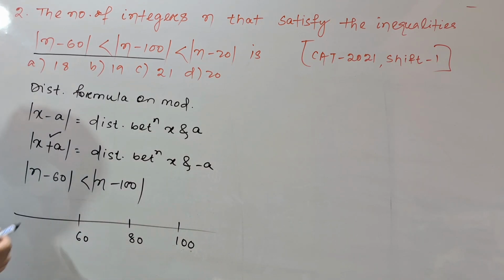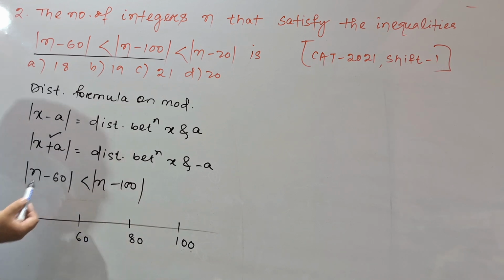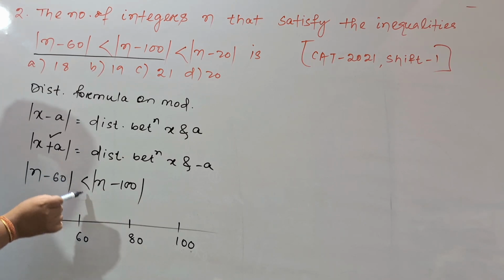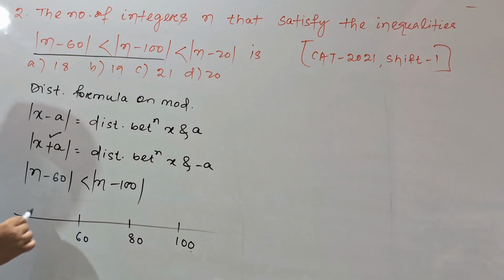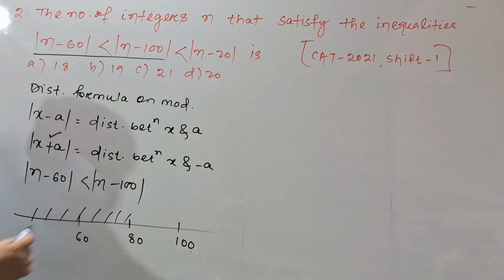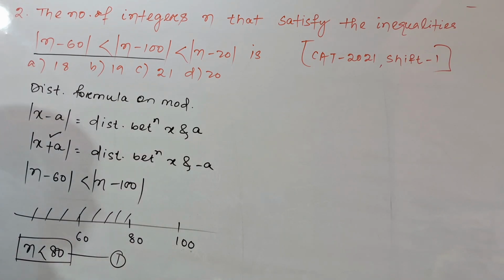Done. Now the distance between n and 60 is less than the distance between n and 100. So n is closer to 60, right? Mod means distance. So which region do I have to select? I have to select this region. The conclusion here is n is less than 80. Understood now? Equation number 1.